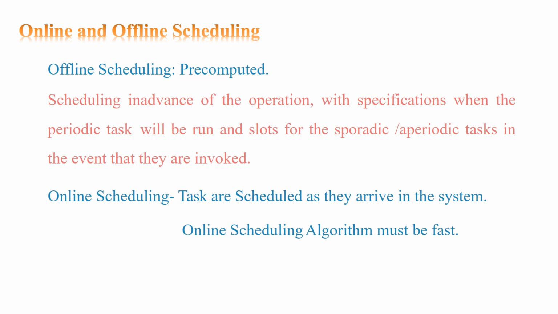What is offline scheduling? Offline scheduling involves scheduling in advance of the operation, with a specification of when the periodic tasks will be run and the slots for the sporadic or aperiodic tasks in the event that they are involved. In online scheduling, tasks are scheduled as they arrive in the system. An online scheduling algorithm must be a fast one.